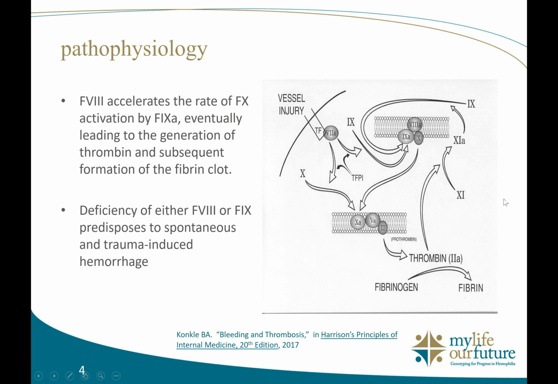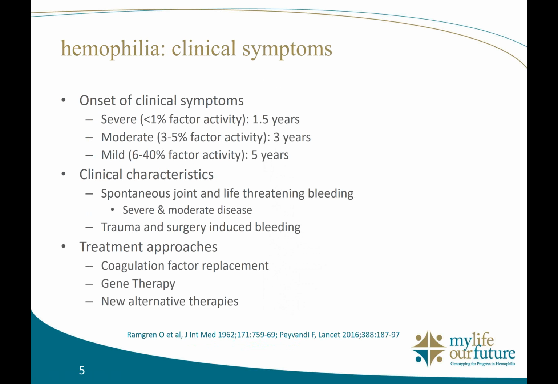Well, this is coagulation, and factor 8 serves as a cofactor for factor 9A's activation of factor 10, which then results in thrombin formation and fibrin clot formation. Deficiencies of either factor 8 or factor 9 predispose to spontaneous and trauma-induced hemorrhage. So the clinical symptoms we classify hemophilia by are mild, moderate, and severe, with severe disease being less than 1% activity.